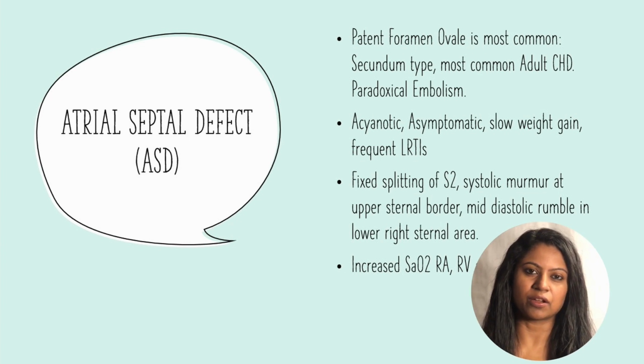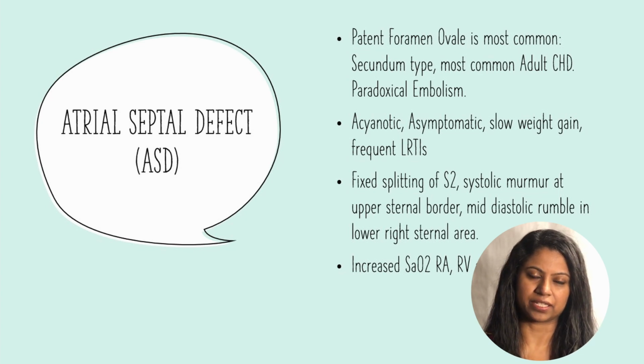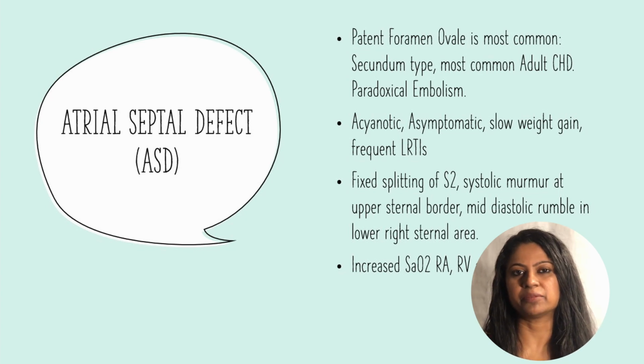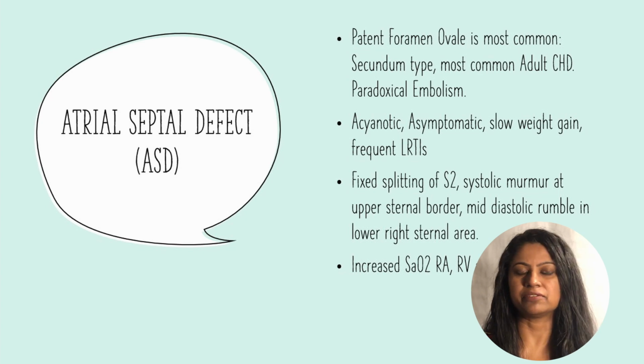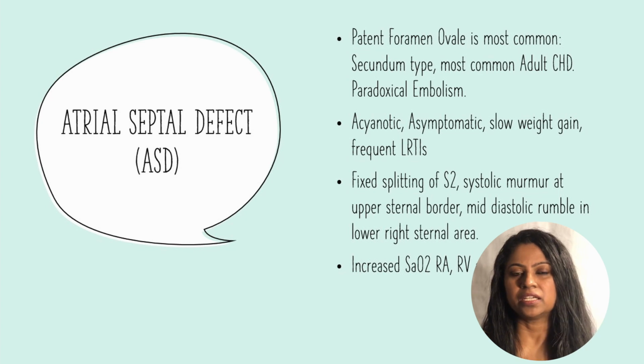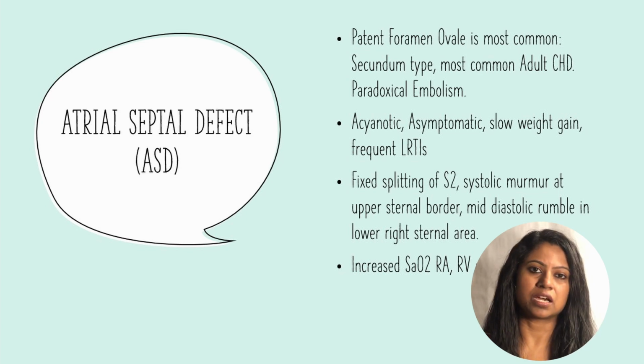The presentation of atrial septal defect or ASD is very similar to ventricular septal defect. Many cases are asymptomatic. Some cases may present with frequent lower respiratory tract infections and slow weight gain in childhood. In adulthood, people with patent foramen ovale or atrial septal defect may present with paradoxical embolism, meaning a deep venous thrombosis which can travel across the heart and result in a stroke.